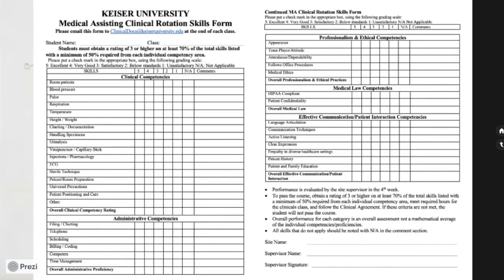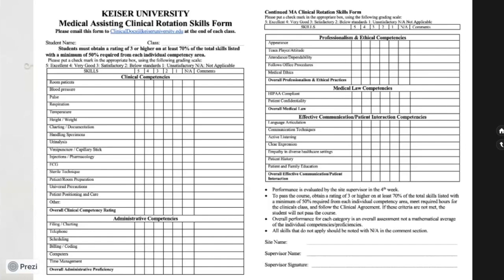You will need to obtain a rating of 3 or higher on at least 70% of the total skills shown, with a minimum of 50% of the skills coverage required from each of the 5 competency areas you see here. So for your first class, clinical procedures, you'll have this skills list with you, and by the end of the term, you will need to have earned a rating of 3 or higher on at least 70% of the total number of skills, with at least 50% of the skills from the clinical competencies area, administrative competencies area, 50% from professionalism, 50% from medical law and ethics, and 50% from effective communication.